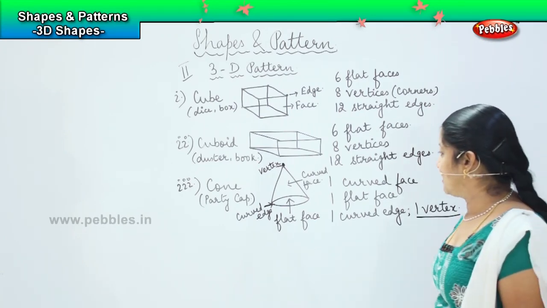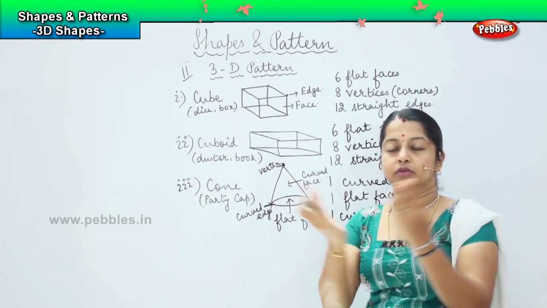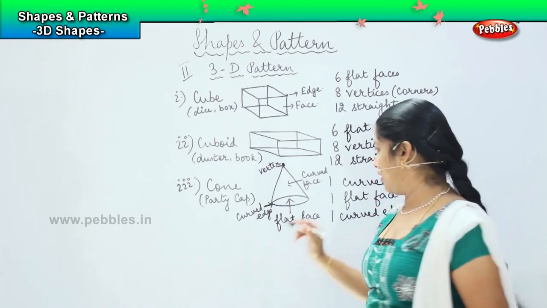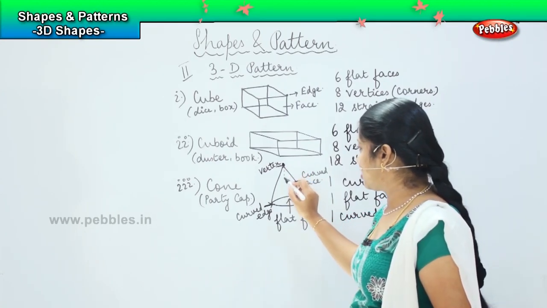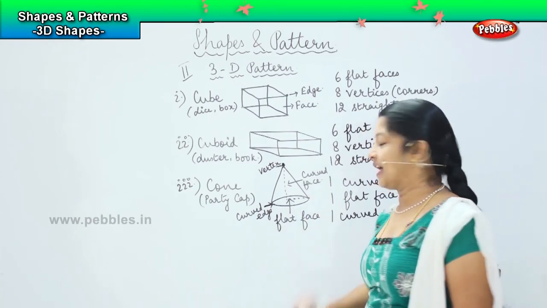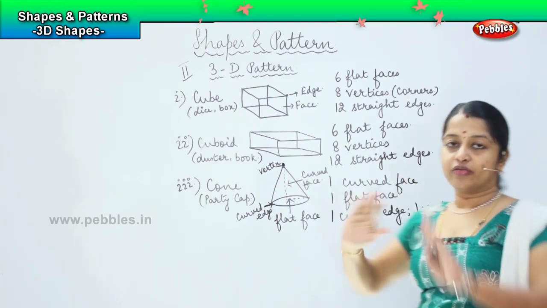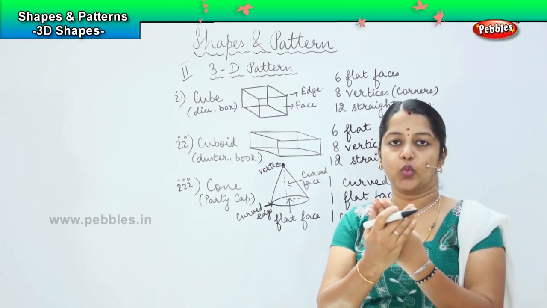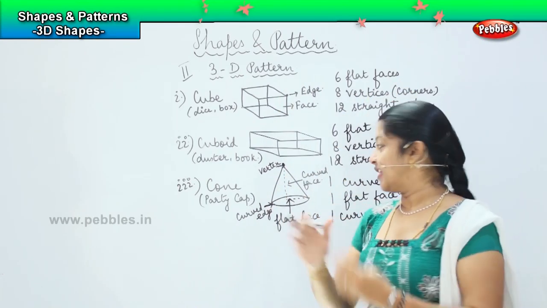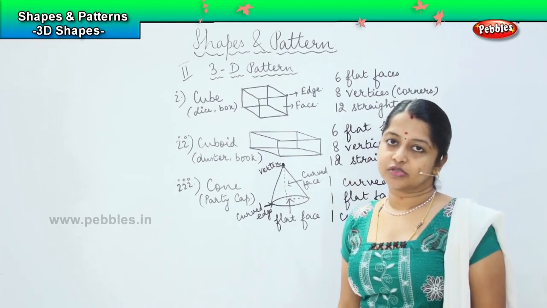Okay, next, this is called the flat surface. When you see a cone, it's surrounded like this, right? So the bottom part, if you find, you can actually divide it. So this is the flat face. Okay, then it has got a curved face. When you cover like this, when you wear a cap, you cover it like this, right? So that covering face is your curved face, and it has got one curved face too.